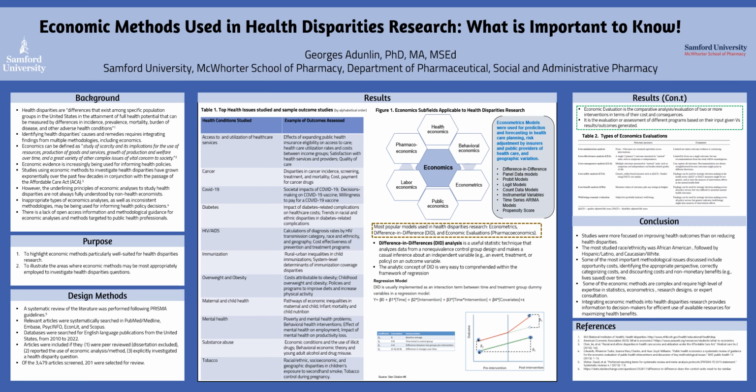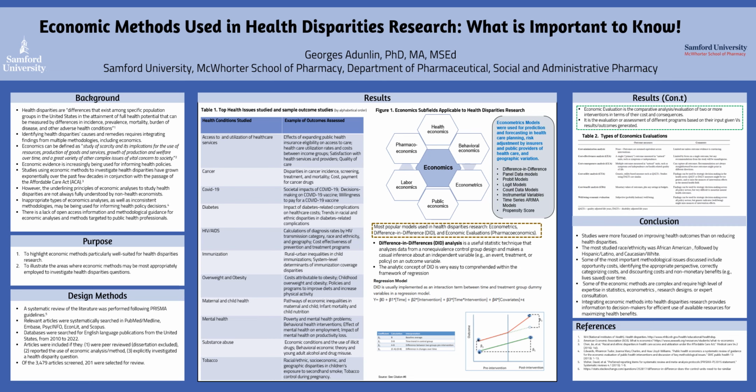The econometric models were used mainly in these studies for prediction and forecasting in healthcare planning, risk adjustment for insurers and public providers of healthcare, as well as geographic variations. Most of the methods used were panel data models, probit and logit models, count data models, instrumental variables, time series models, as well as propensity score.